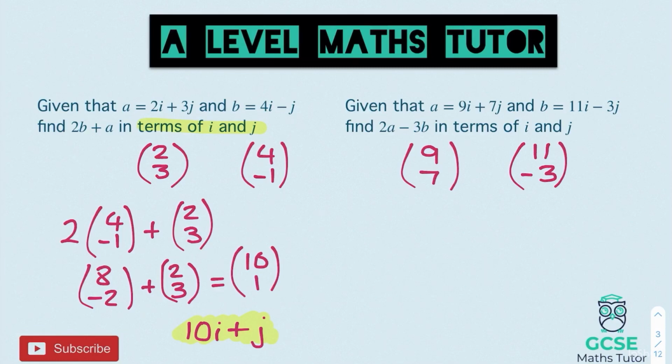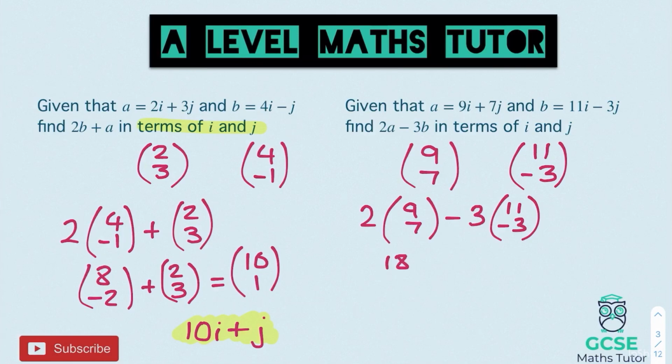Let's write this out, make sure we do our working out. So we have 2 lots of 9 over 7, and we're going to take away 3 lots of 11 over negative 3. Now let's actually expand these out. So 2 lots of the 9 and the 7, we have 18 over 14, and we're going to take away 3 lots of this bracket here.